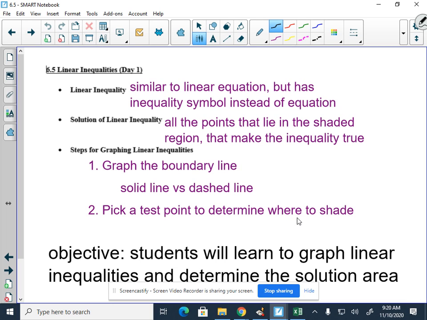This is section 6.5, linear inequalities. Things that have an equal sign are called equations. If they're inequalities, we have less than or greater than signs. So let's make sure we're all ready to go.